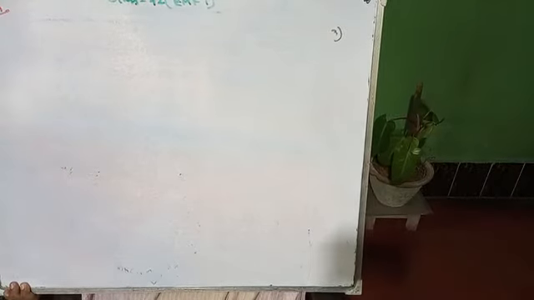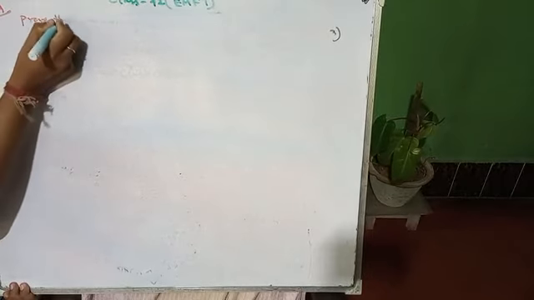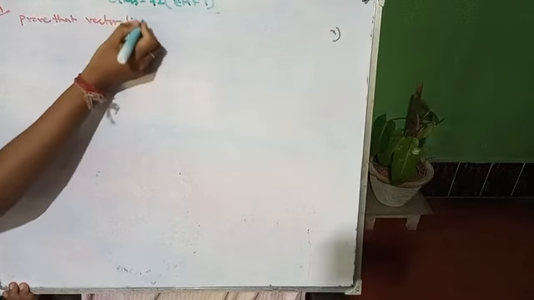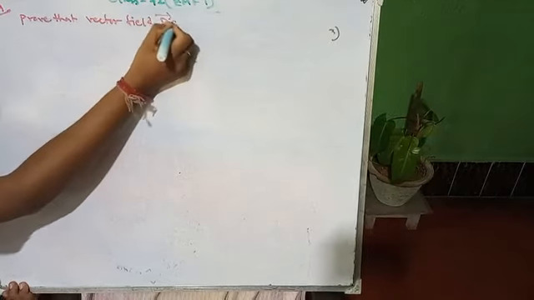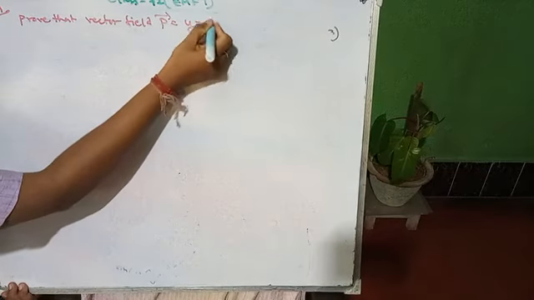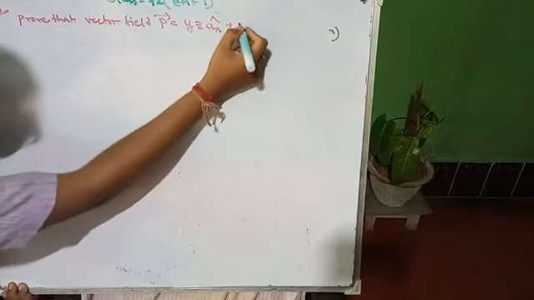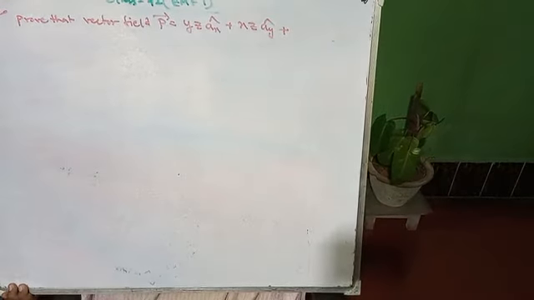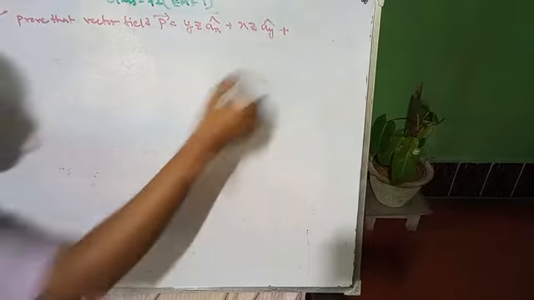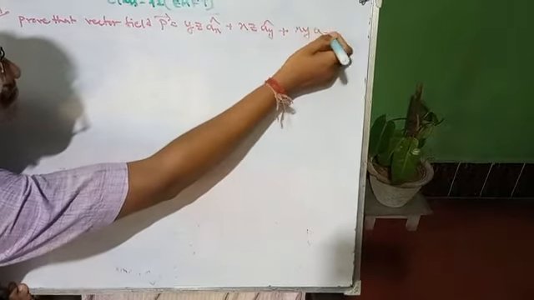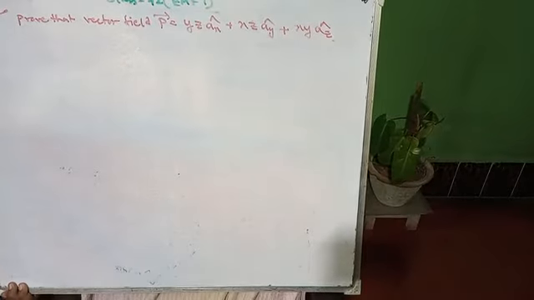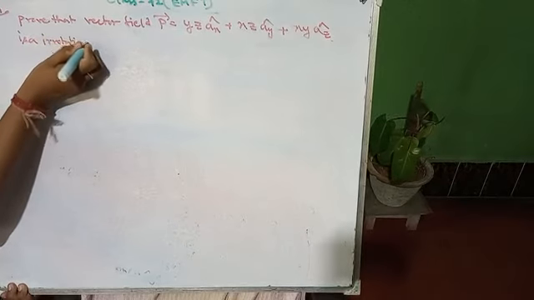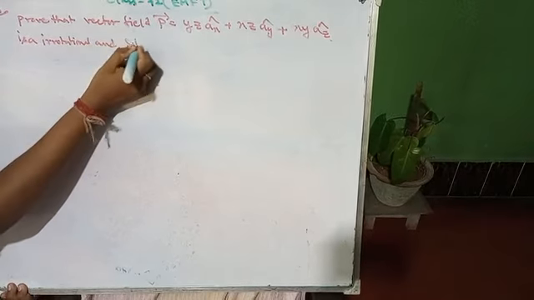Okay, so next problem: prove that the vector field P vector equals yz ax cap plus xz ay cap plus xy az cap is irrotational and solenoidal.